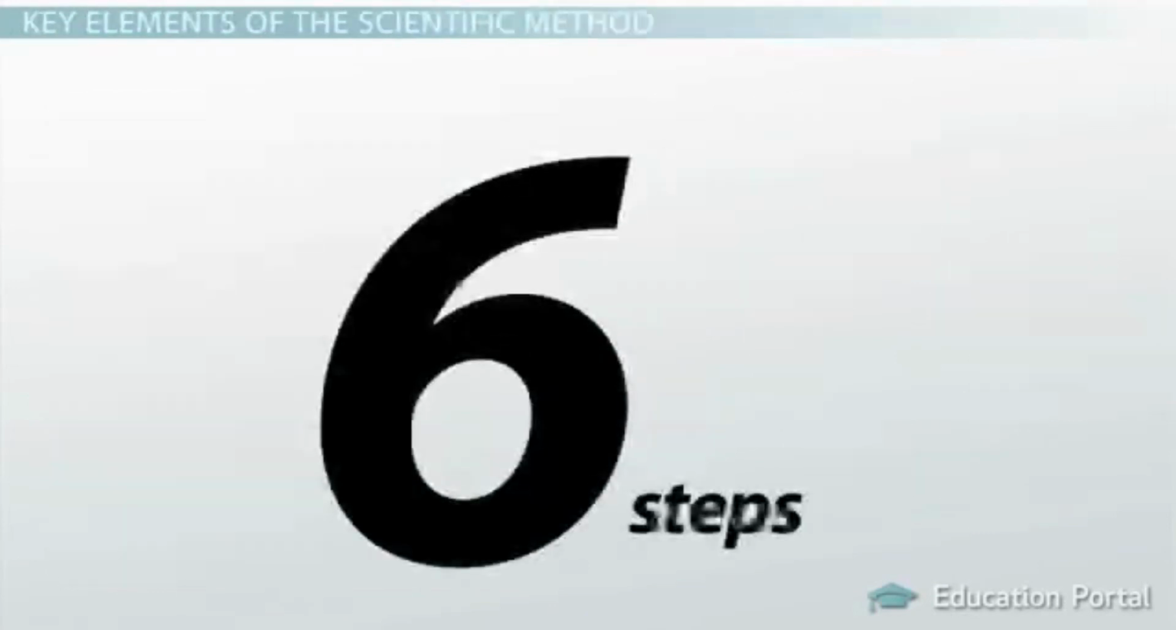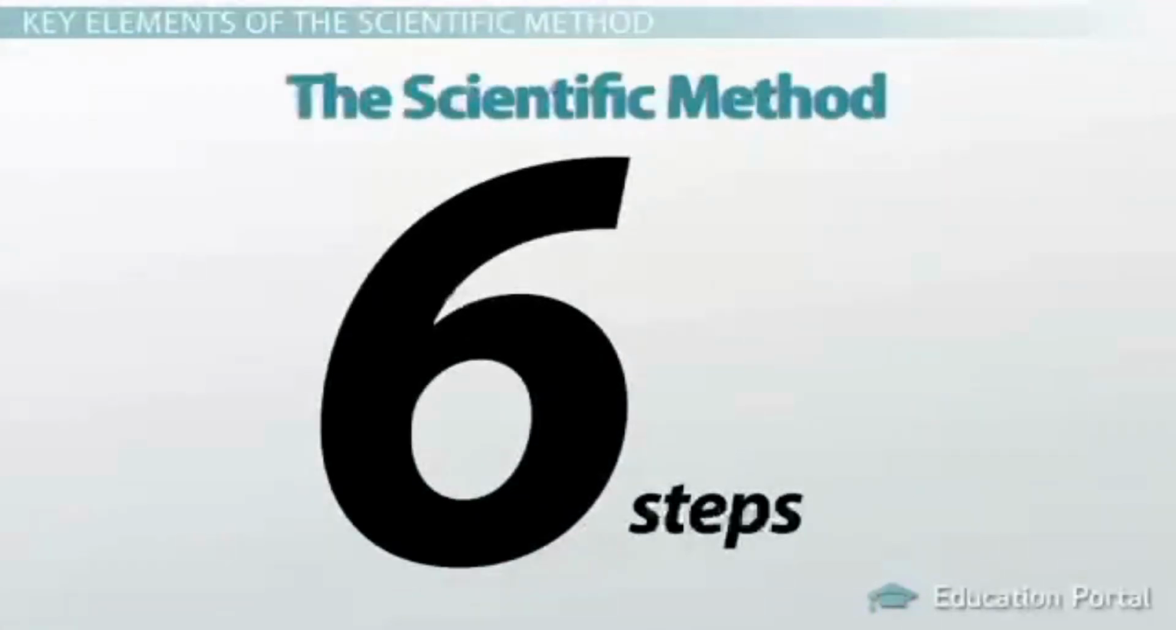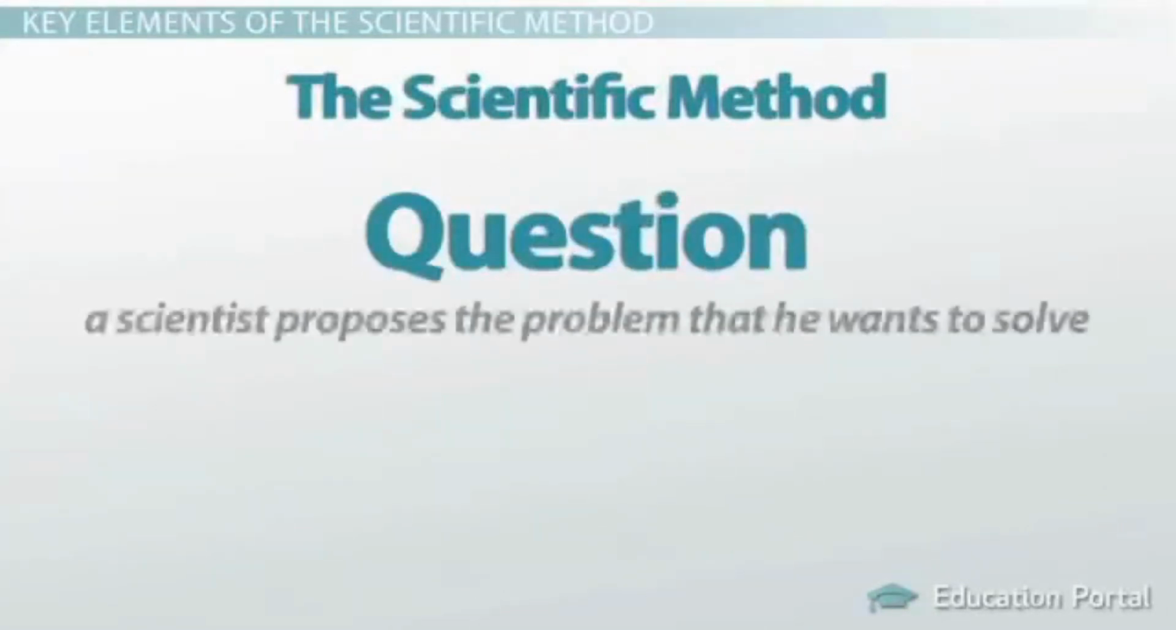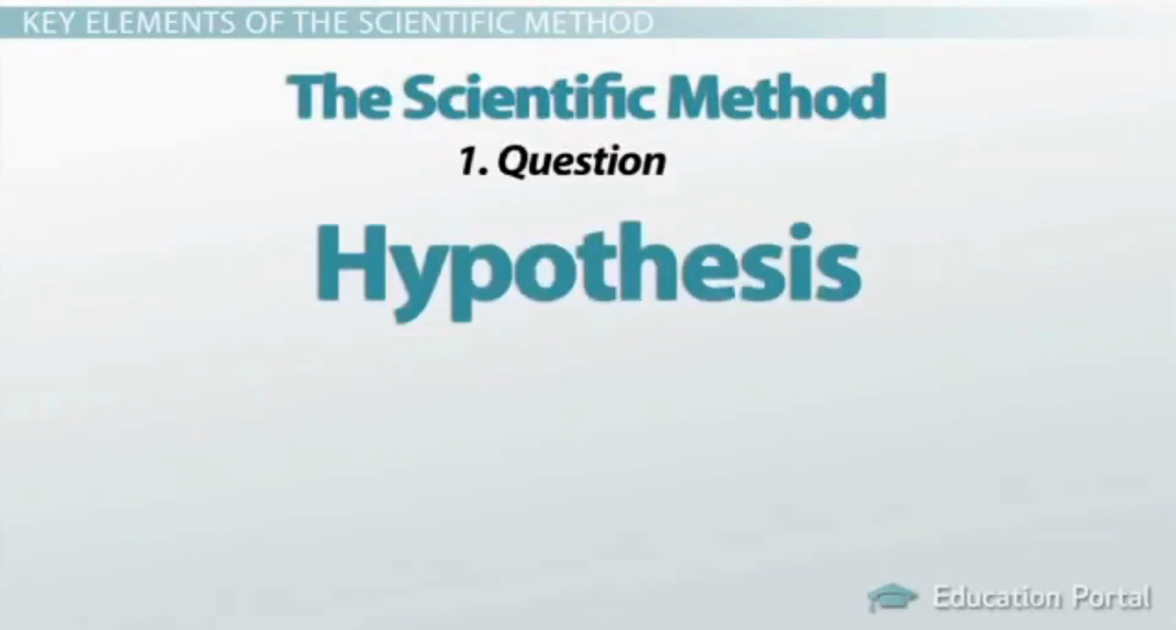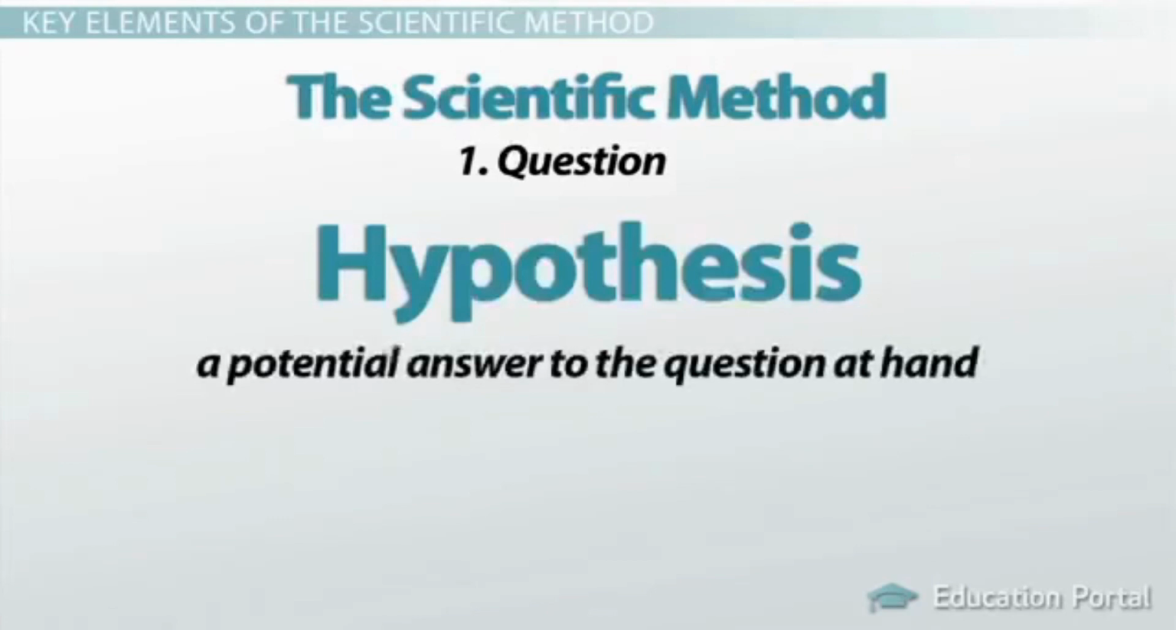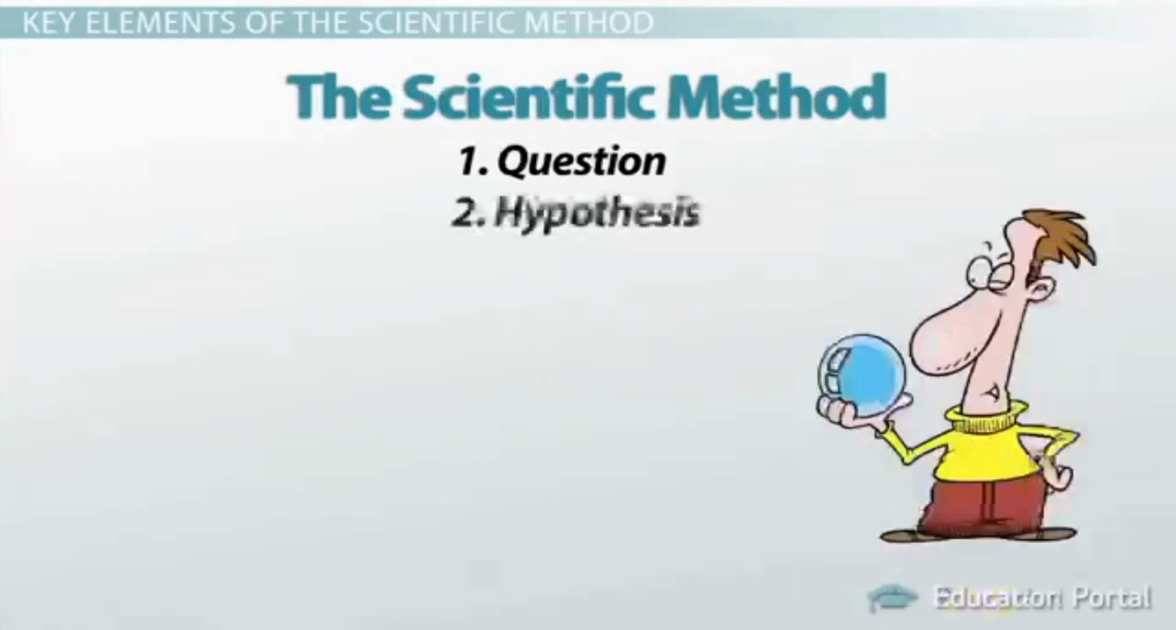There are 6 key steps that tend to characterize the scientific method. The first step is the question. This is the part where a scientist proposes the problem that he wants to solve. A well-conceived question usually leads to a hypothesis, a potential answer to the question at hand. Sometimes hypotheses look more like predictions. The scientist predicts what the outcome will be when he tests his hypothesis.